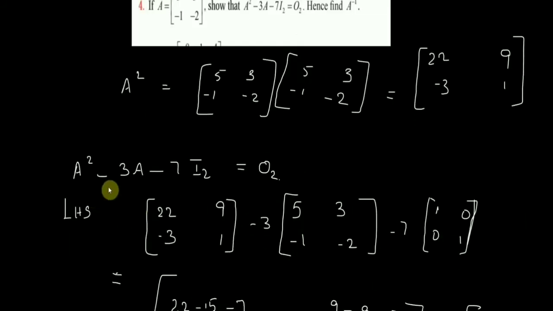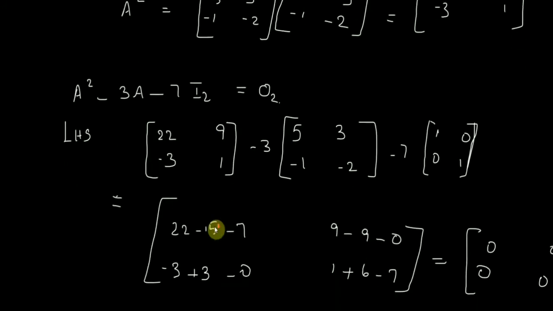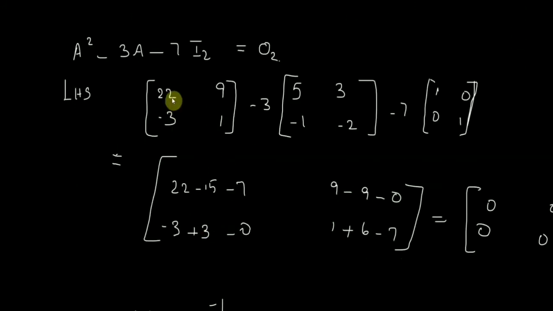So we got A square. Now we have to find A square minus 3A, minus 3 into A matrix. This is your A matrix. Minus 7 into I2. I2 is the identity matrix. This is what you are going to prove, equal to 0 matrix. So left hand side is this. Just subtract the corresponding elements. There are 4 elements in this matrix. So this is the first element: 22 minus 3 into 5, minus 15, and the first element here is minus 7.